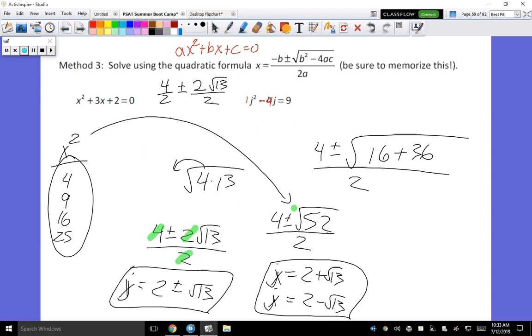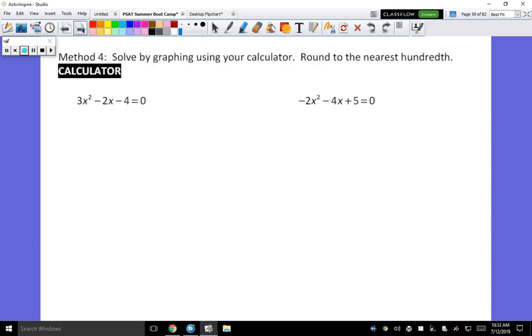All right. Let's go now to method 4. The last one is solve by graphing using your calculator, round to the nearest hundredth, so 2 decimal places. Please grab a calculator if you don't have one yet. Now here's the thing. With what we've learned this week, if we use our calculator, are we going to be graphing this? No. There's a solve feature that, if we do exactly like our paper says, will solve for all of them.